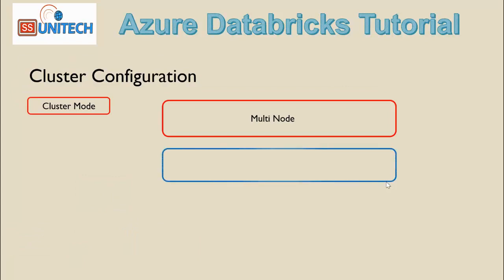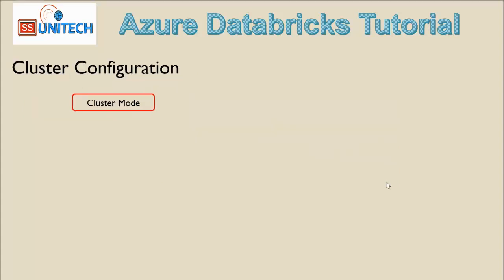Next is the single node. A single node will have only a single virtual machine, and that will be the driver. Either we can call this the driver node or we can call this the worker node. Whenever we receive any request, it will receive it as a driver node, and after that work on it as a worker node. So it will have only a single node.